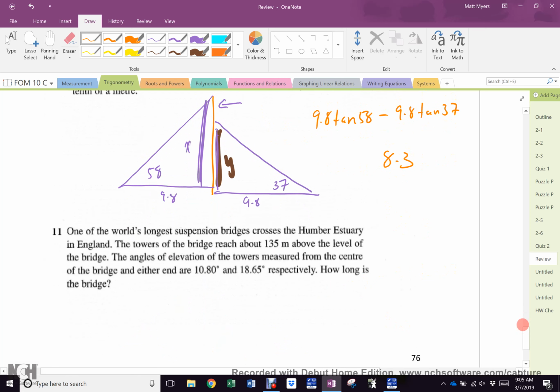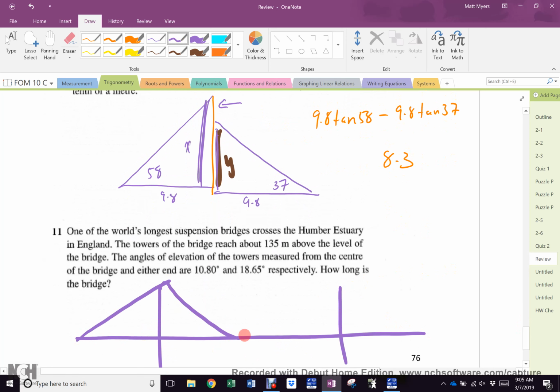And lastly, a suspension bridge. Suspension bridge is like all the bridges around here except the Abbotsford Mission Bridge. There are 2 towers and there are wires. We know that those wires are 10.8 and 18.65, and I know this is 135.